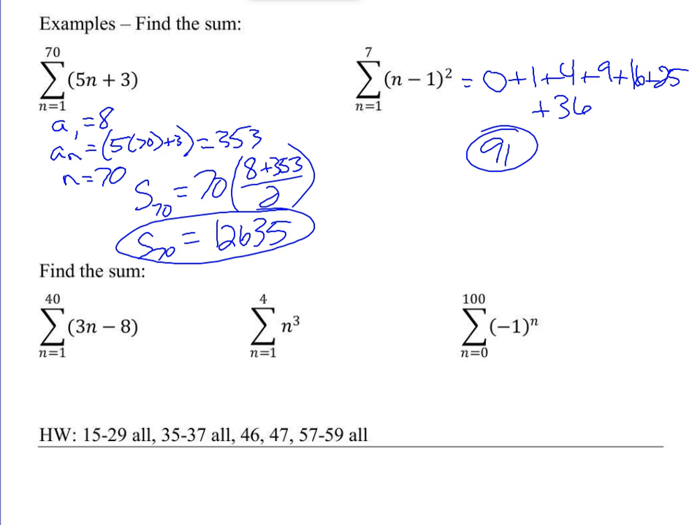S sub 40? Okay, so a sub 1 is negative 5, good. And a sub n is, plug in 40 and you get 112. And we need to know the number of terms. We find the number of terms by taking the top number minus the bottom one, and then adding 1. So 40 minus 1 plus 1, so n equals 40.